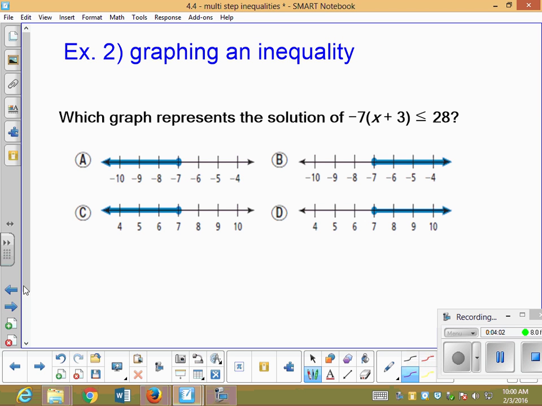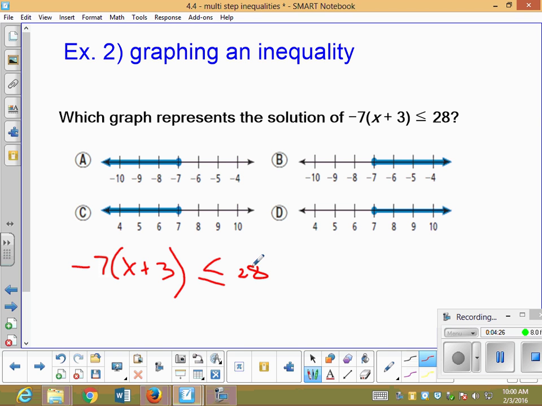Okay, example 2. Now for example 2, I have here 4 graphs already for you, so you don't need to graph later, but you do need to solve it. So you're going to solve it and then choose the correct graph. So we're going to go ahead and solve this. I'm going to rewrite this problem just right below. So we have negative 7 times the quantity x plus 3, close the parentheses, is less than or equal to 20.